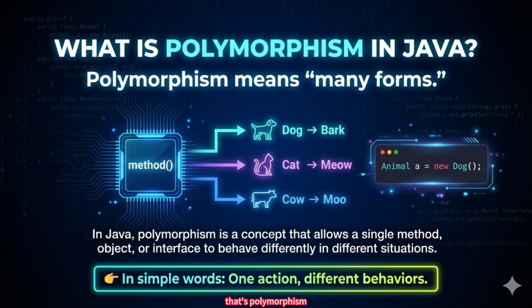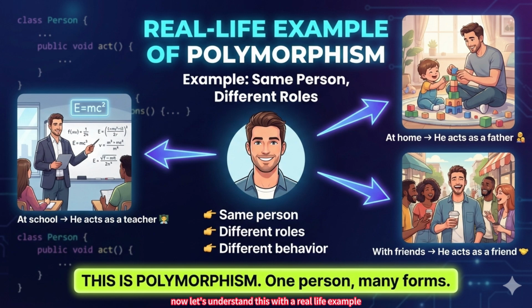That's polymorphism. Now let's understand this with a real-life example. Think about a single person. At school, he acts as a teacher. At home, he acts as a father. With friends, he acts as a friend. Same person. Different roles. Different behavior. This is polymorphism. One person, many forms.